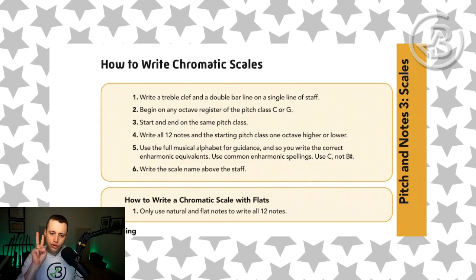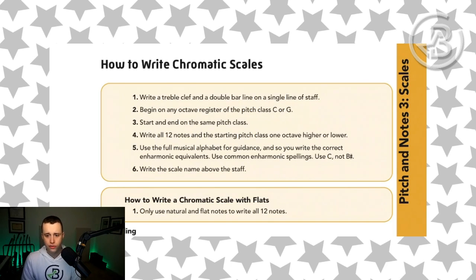Now, we're only going to do two types of chromatic scales in this book in level 1. We're going to do chromatic scales that start on C and chromatic scales that start on G. You can start the scale on any pitch class of C or G that you know how to write with the treble clef and the ledger lines. So you're always going to start and end on the same pitch class. If you start on a C, you're going to end on a C. If you start on a G, you're going to end on a G. And you're going to write all 12 notes and the starting pitch class one octave higher or lower.